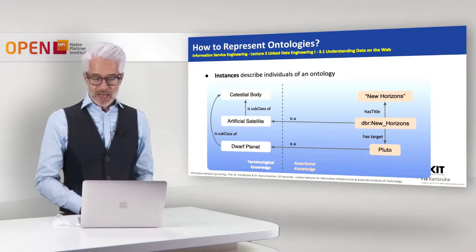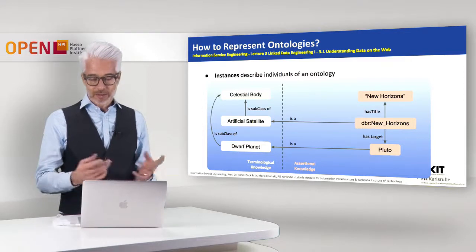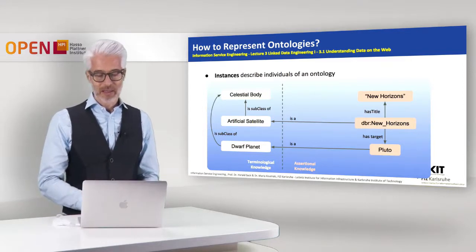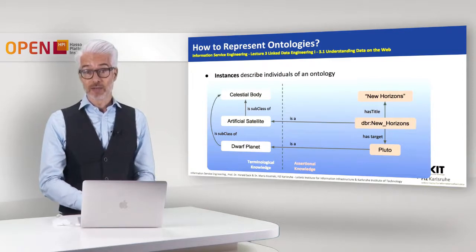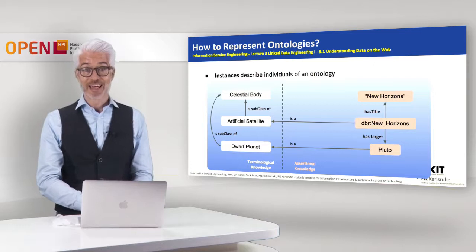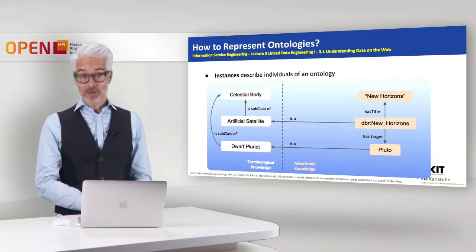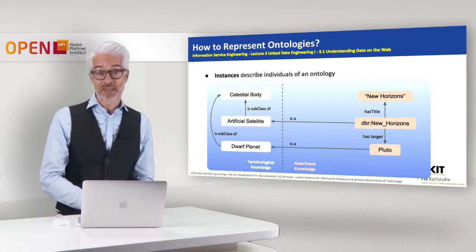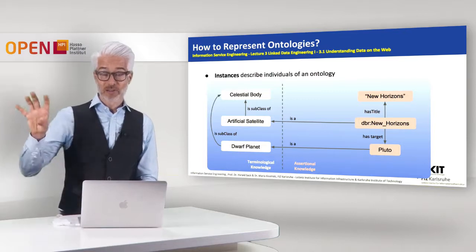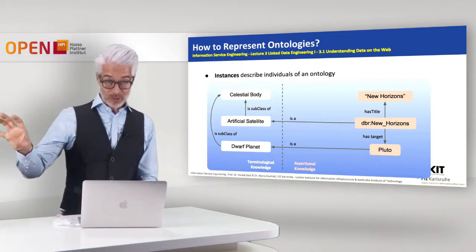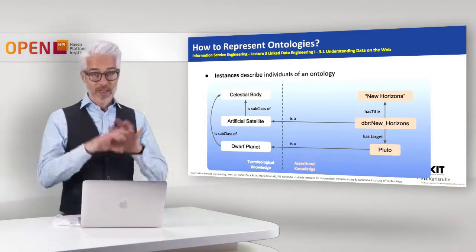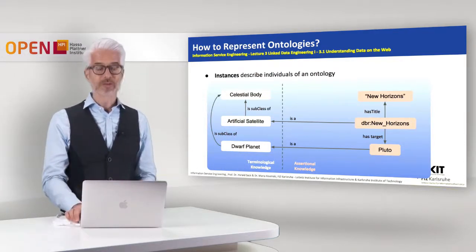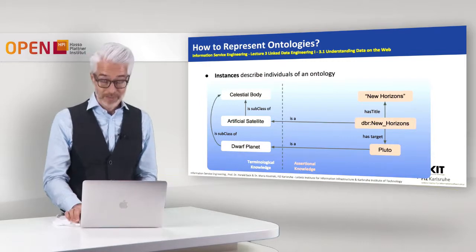And there we have the DBR New Horizons, which is an artificial satellite. And this has a title, which is New Horizons. And this space probe, which is an artificial satellite, has a target or had a target. And this was Pluto, which was a dwarf planet. So there you have knowledge about instances on the one hand, and you have knowledge about classes on the other hand. And together they form a so-called knowledge base.